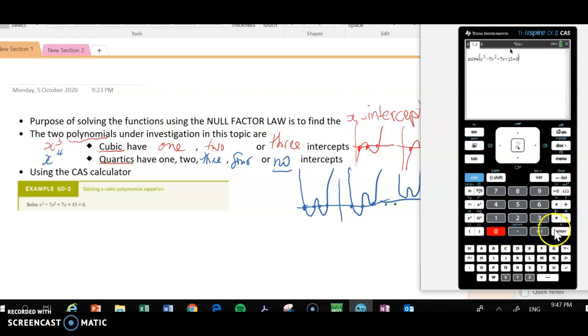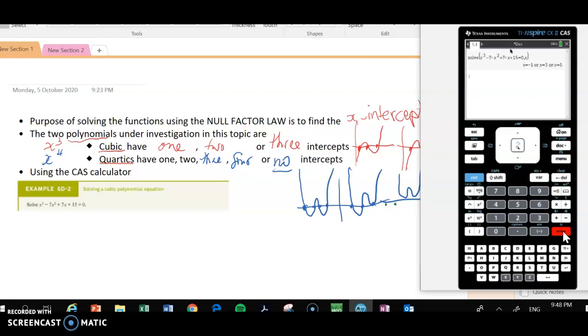And don't forget, comma x. We're solving for x, and there's our solution. Being a cubic, we have in this example 3 x-intercepts. So it's just as simple as that: menu 3, 1.